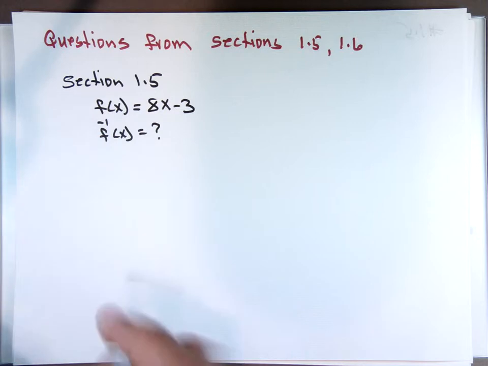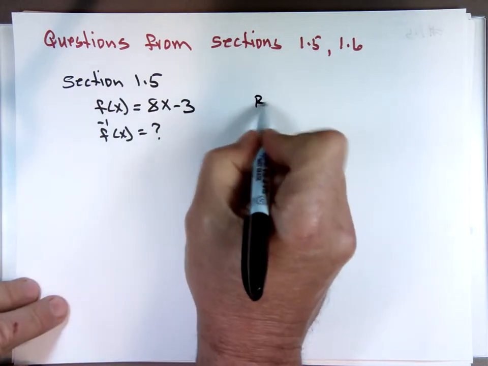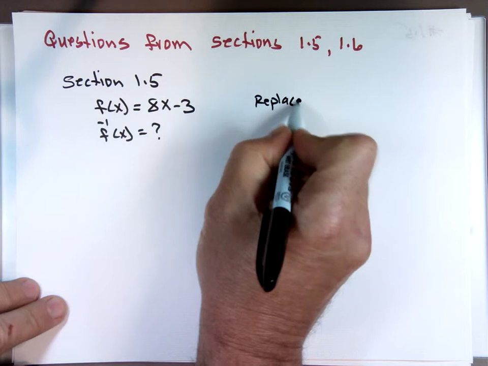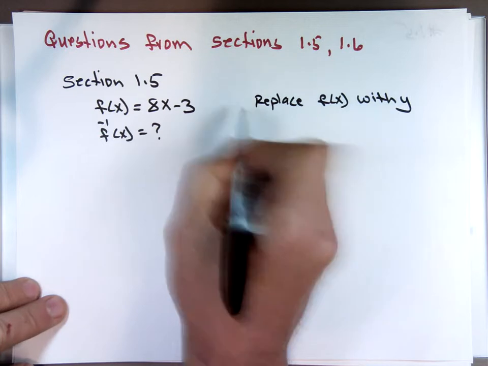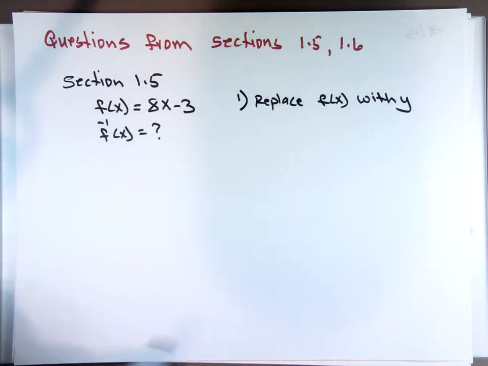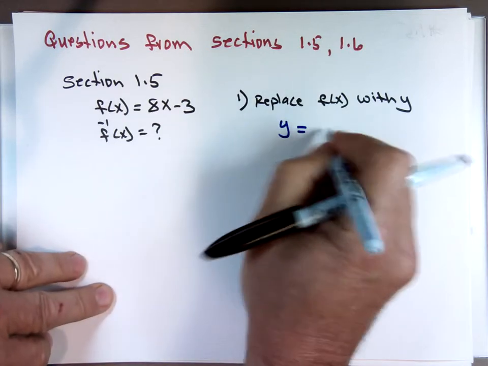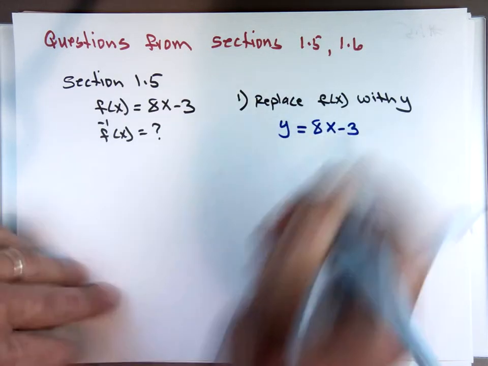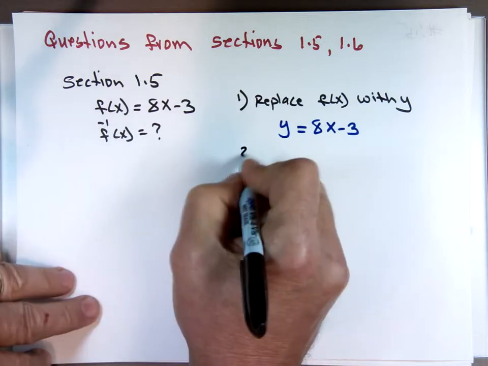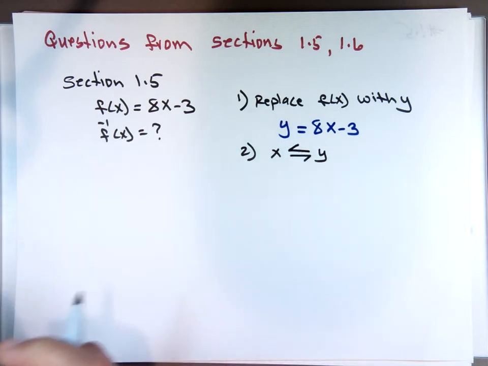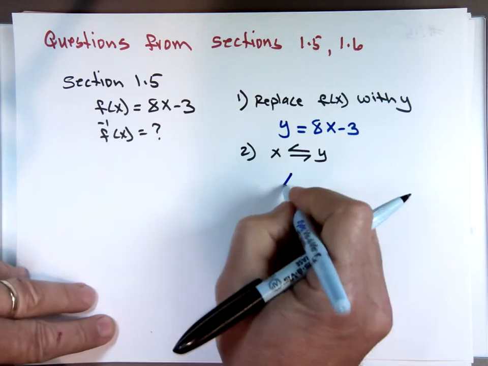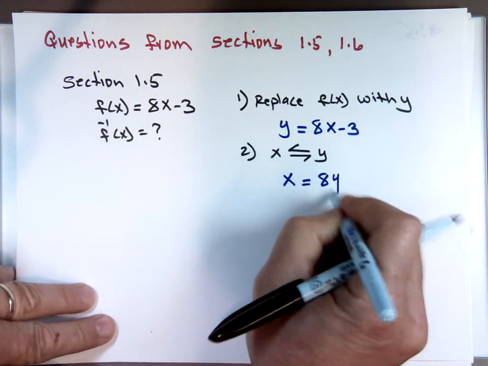If you remember the steps for finding the inverse, I said replace f of x with what? With y. That was the first step. So this question becomes y equals 8x minus 3. Step number 2, interchange x and y. Switch them. X becomes y, y becomes x. So x equals 8y minus 3.